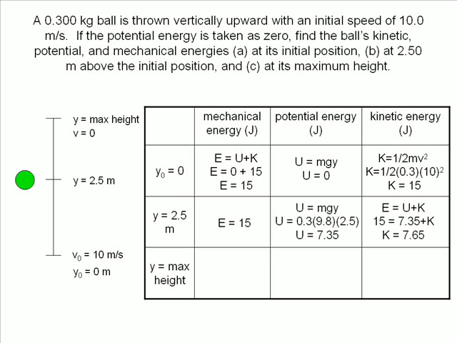The final point in the system is the maximum height of the ball. The mechanical energy does not change. Since the ball has no velocity, it cannot have kinetic energy, so this is 0. Finally, we can find the potential energy using the conservation of energy relationship. All of the energy is potential energy at the maximum height.